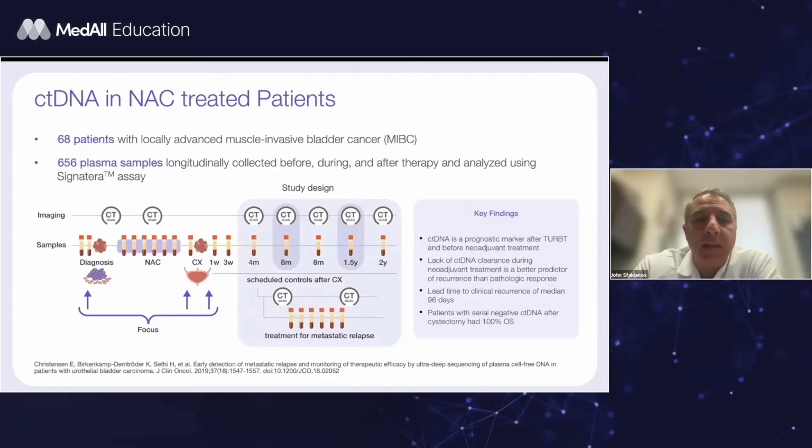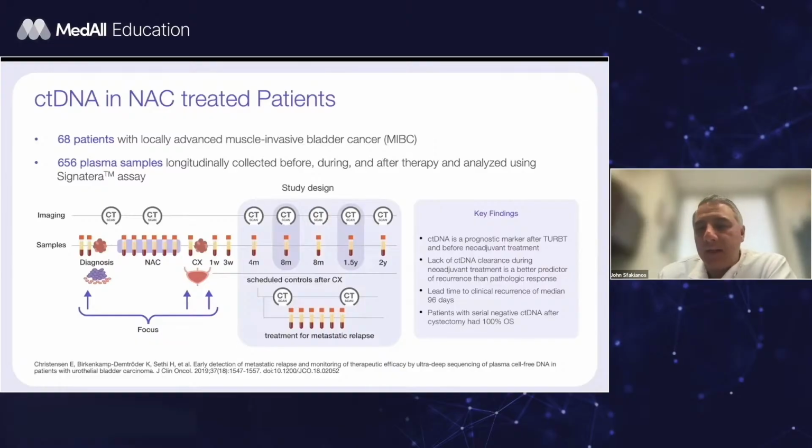And what they did is they prospectively followed 68 patients with locally advanced muscle-invasive bladder cancer and performed longitudinal Signatera assay, where they had a total of 656 plasma samples. And you can see here on the diagram, these samples were taken at various time points throughout the tumor's treatment, including a diagnosis, like I said, from the TURBT specimen, during neoadjuvant chemotherapy, before cystectomy, after cystectomy, and during the surveillance window. So on average, it was about 9 to 10 samples per patient that were available for analysis.